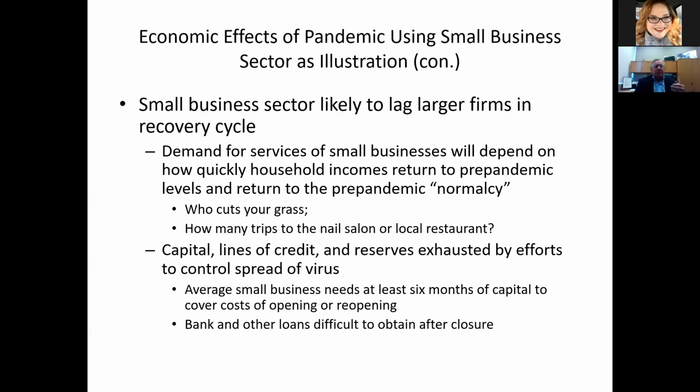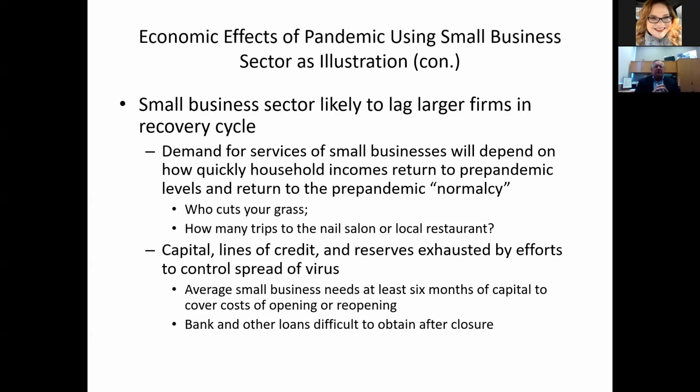That is, we decide how we're going to eat. How many times are we going to go out to eat? How many trips do you make to a nail salon? How do you have the confidence to go to a hair salon to get your hair cut, or a barber shop to get your hair cut? It comes down to who cuts your grass. The household incomes in the major industries have to recover before small businesses are going to be able to again open their doors and serve the persons who want their services on that personal level.